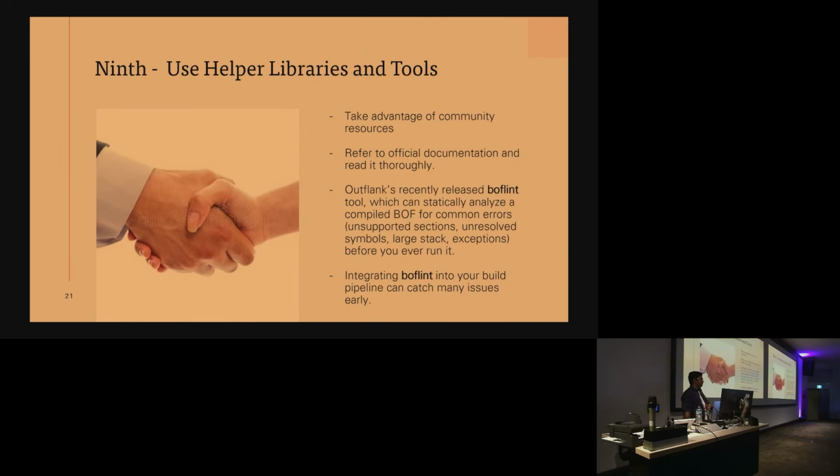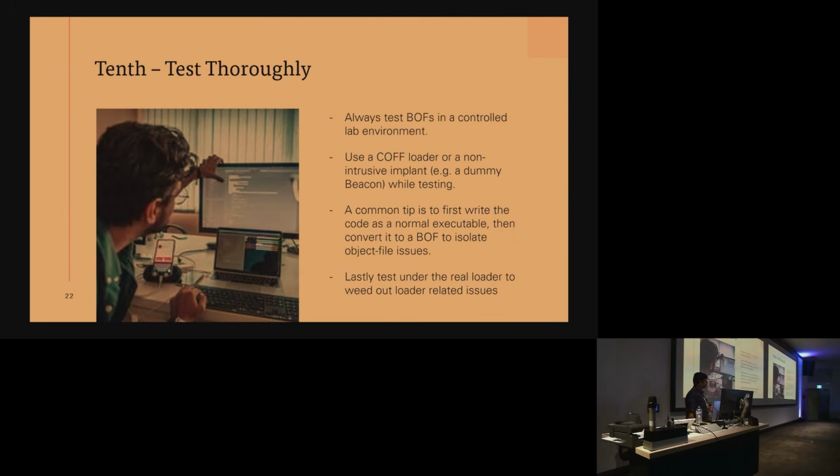And the ninth one is just a friendly reminder to use helper libraries and tools. The cybersecurity community is very huge, and you can already find many resources in there. You can refer to the official documentation and read it thoroughly. And use tools such as BOF lint, which can statically analyze a compiled BOF for common errors, such as unsupported sections, unresolved symbols, large stacks, and exceptions before you even run it. You can use that to statically analyze a BOF before even testing it, so that you might make the testing process easier.